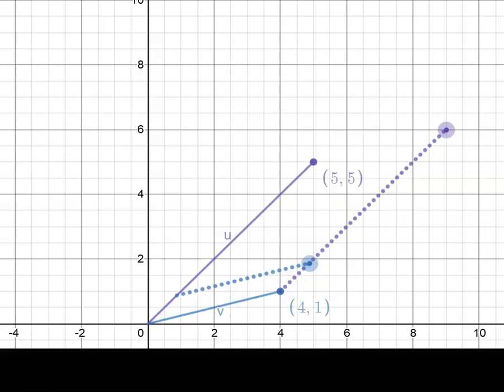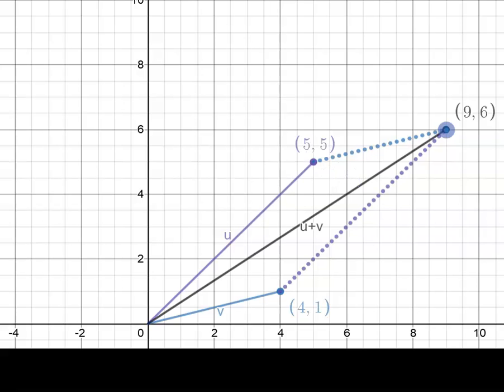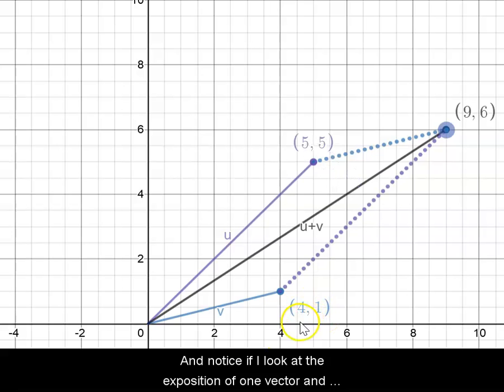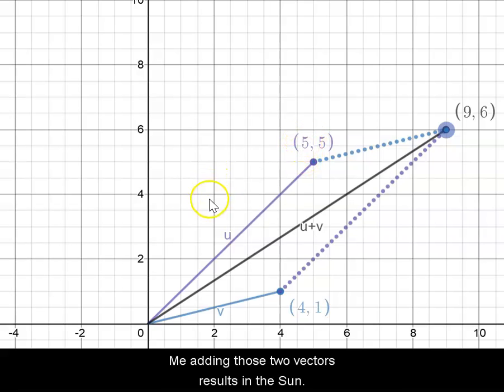I do the same thing for my other vector. Okay. So that makes my parallelogram here. And then my addition of these two vectors is the new diagonal across. Okay. And notice, if I look at the x position of one vector and the x position of the other, me adding those two vectors results in the sum having an x position of the sum of those two x values. Same with the y.